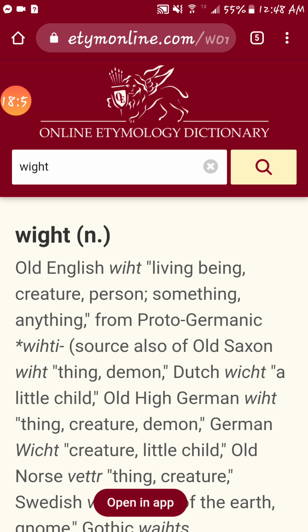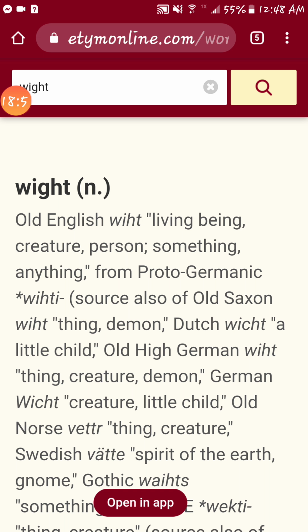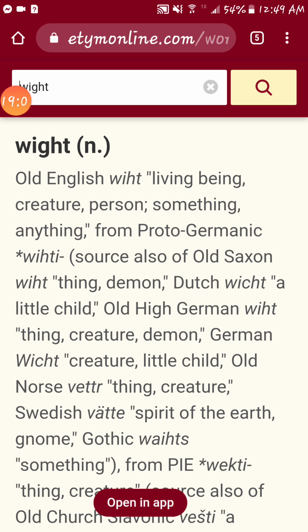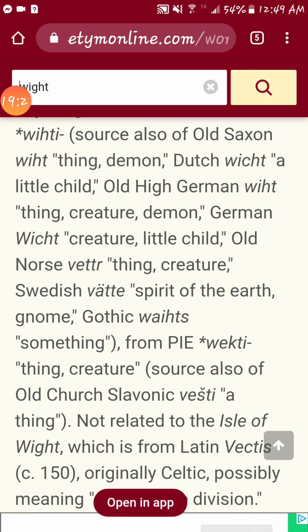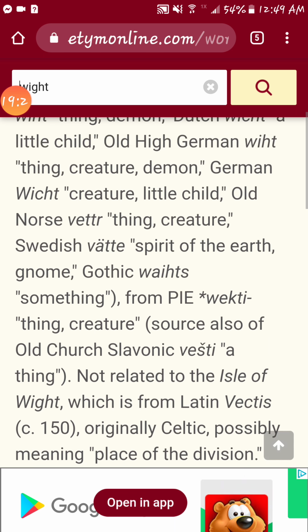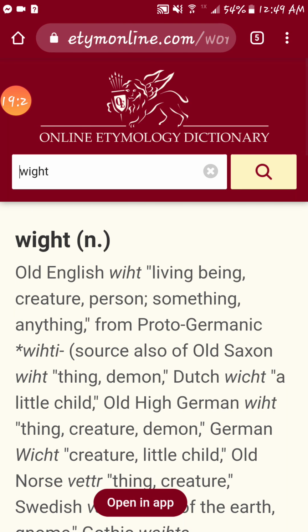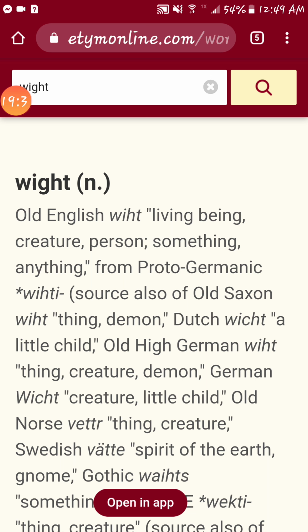Check this out. Old English, wiht, living being, a creature, person, something, anything. From Proto-Germanic, source of Old Saxon wiht, a thing, a demon. Dutch wicht, a little child. Old High German wiht, a thing, a creature, a demon. German wicht, creature, a little child. So I can see why they actually call themselves white people, but nobody's white or black. But that's how things come to change when you get to reading these words, okay?